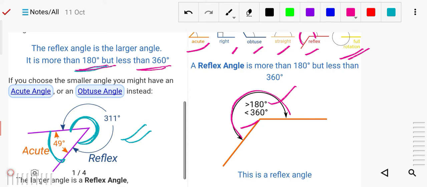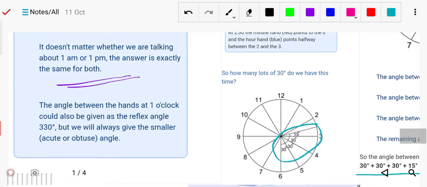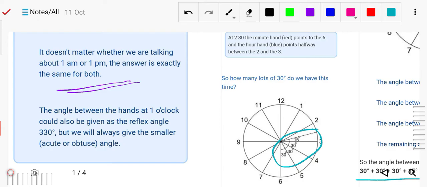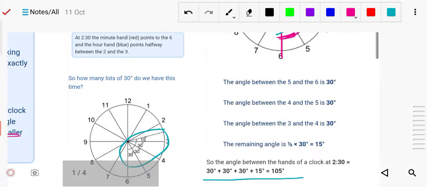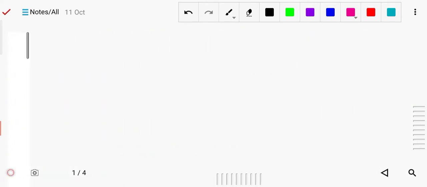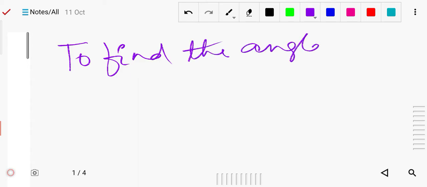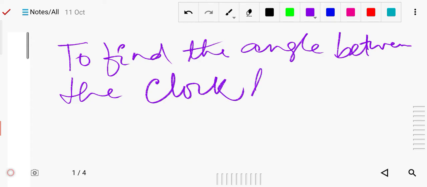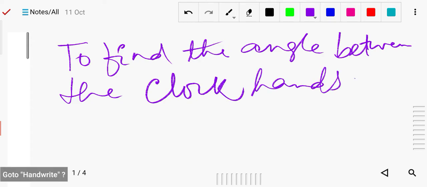So in the clock we are not finding the reflex angle, we are finding the acute angle. For this smaller one, it can be acute or it can be obtuse, but not the reflex angle. So here, in addition, I will give you one formula. It is a very important one to find the angle between the clock hands. So what is the formula?